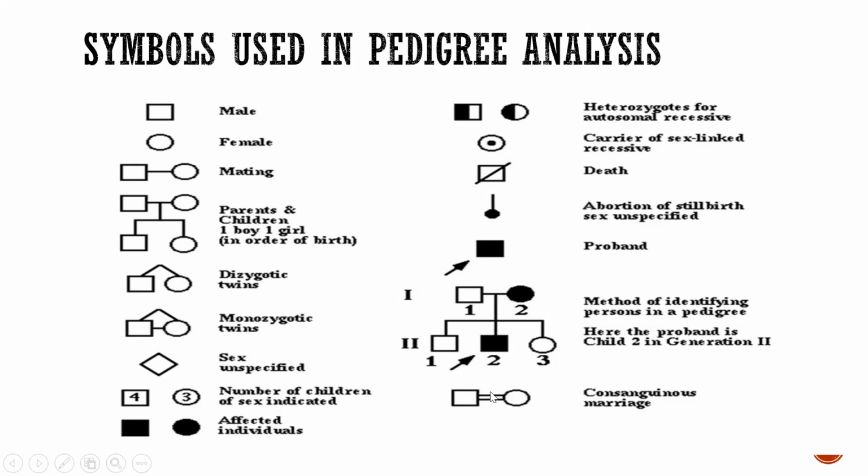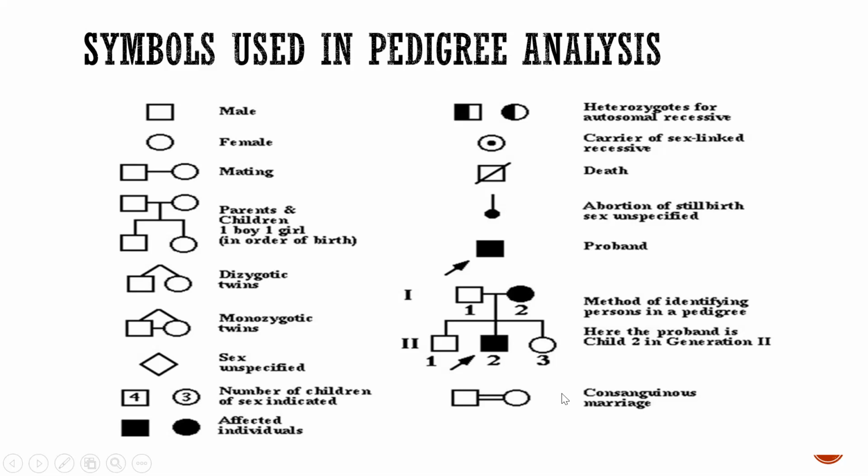If we draw two lines in between a male and a female symbol, it indicates a consanguineous marriage. What is the meaning of consanguineous marriage? It is a marriage between two close relatives. It can be cousins, a marriage between the cousins. So if there are two lines, it indicates consanguineous marriage. If there is just one line, it indicates a marriage. But consanguineous marriages will be written with two lines in between a male and a female.